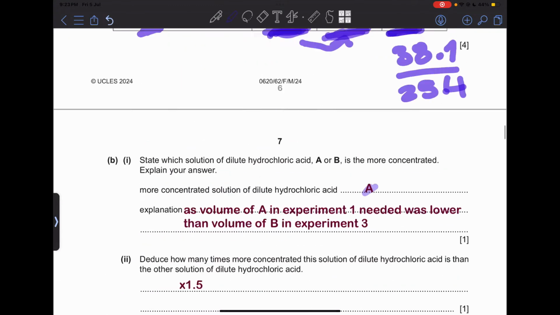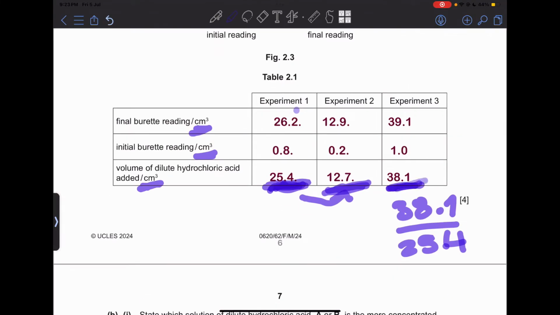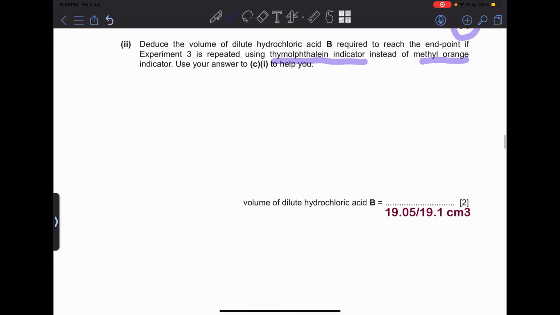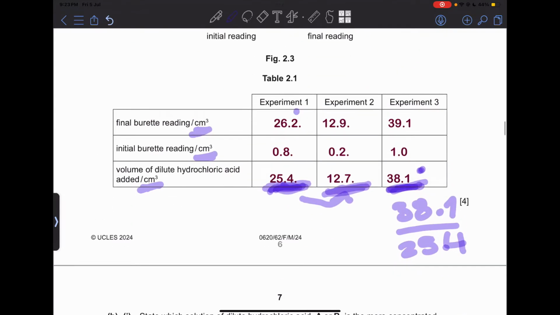So you're going to be dividing this number, which was experiment 3 number. This was using methyl orange. So you're going to be dividing it over 2 because, as I said, thermal phthalate is more concentrated. You're going to be getting 19.5 or 19.1. This was according to over here.